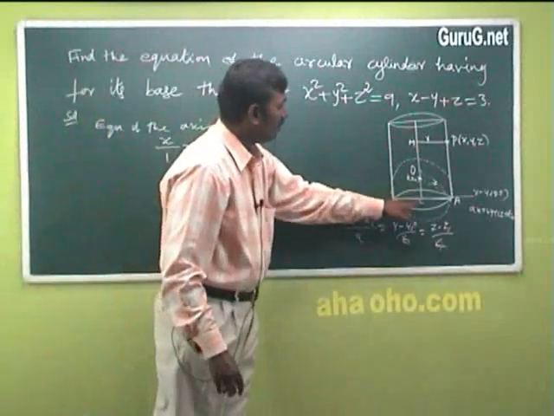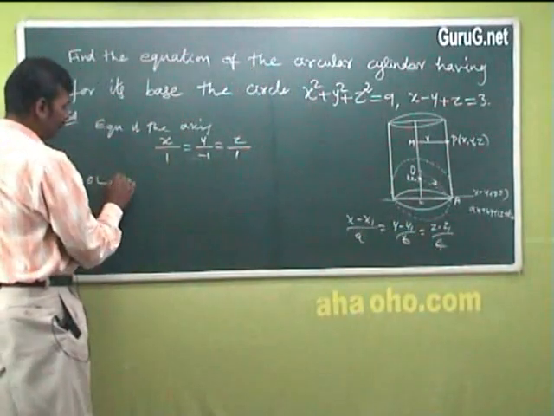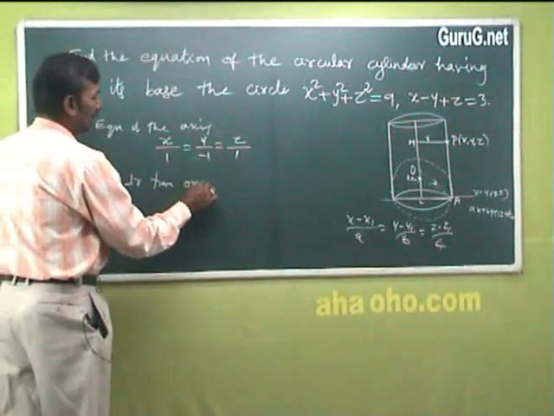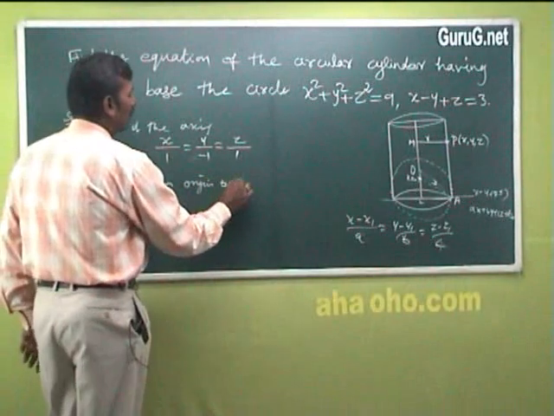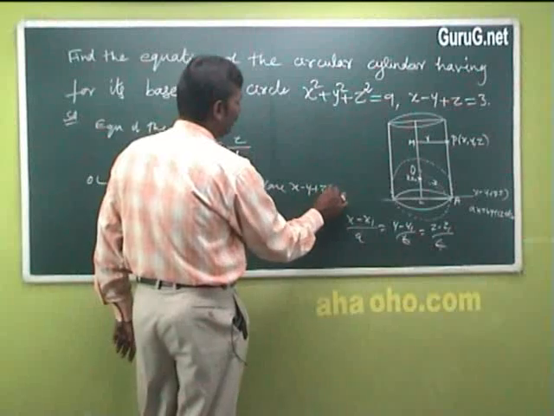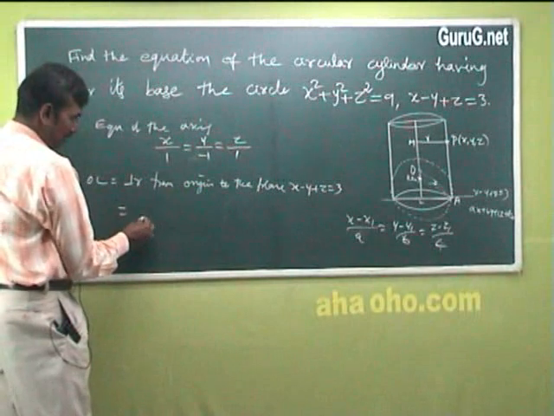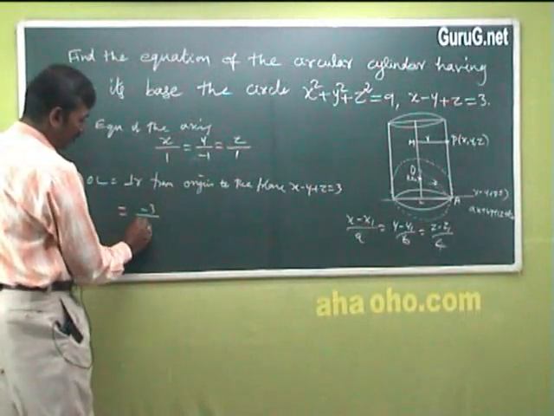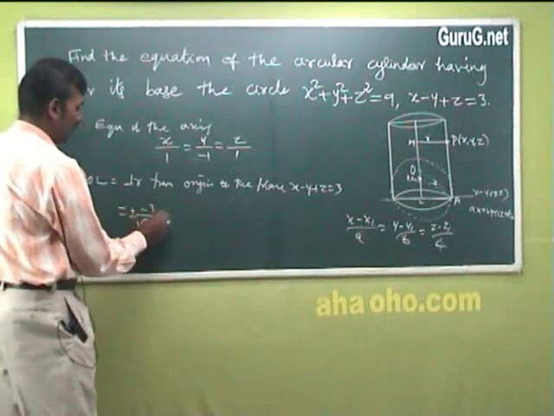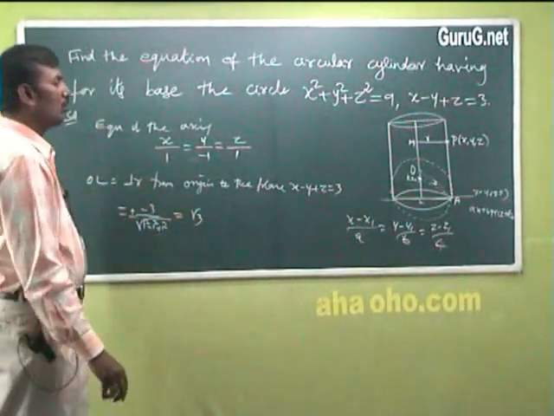And then this OL. OL is nothing but the perpendicular distance from the origin to the plane x minus y plus z equal to 3. What will be the perpendicular distance? It is minus 3 by root of 1 square plus 1 square plus 1 square, which is equal to root 3. So OL equals root 3.